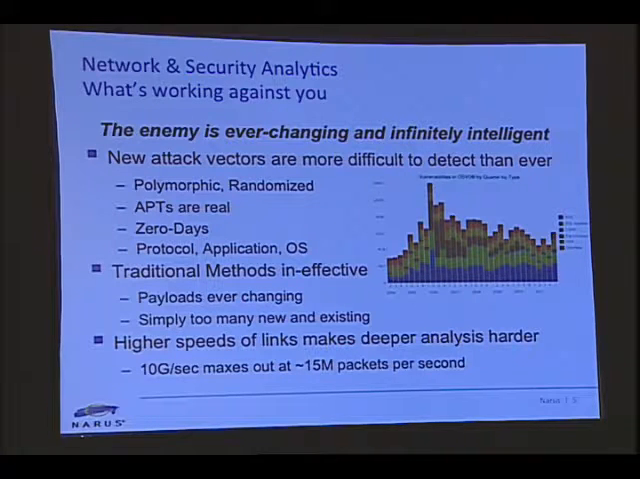And to add insult to injury, 10 gig links are now becoming a standard for a lot of, especially the customers that I deal with. It's becoming the standard to have 10 gig plus links. This is about 15 million packets per second and just a mountain of data. Keeping up is just really hard. So, how do you find a needle in a stack of needles?